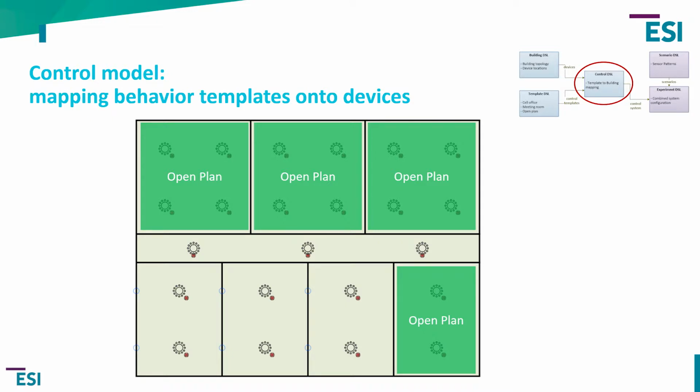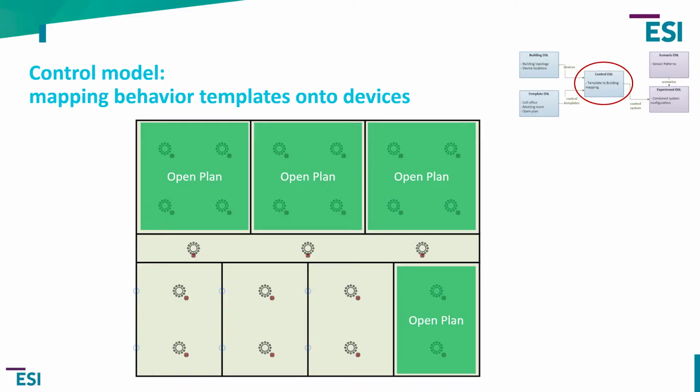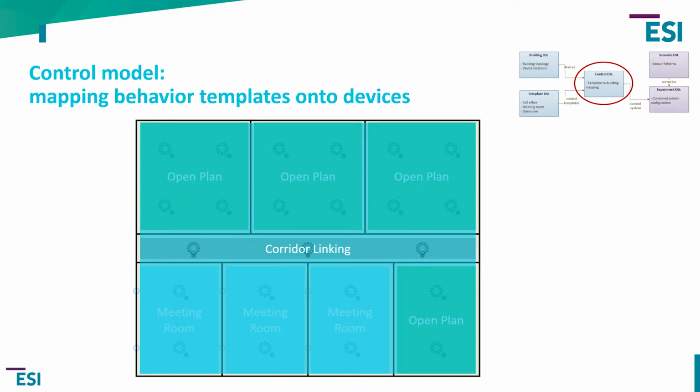Now we're gonna put these templates on an actual building. So we have a building model, we have a template model, and now the control model maps actual devices to templates. And what we see here is that the top 3 and the bottom right will have an open plan template. That's the one I described before. We will have meeting rooms. That's another template, and over that we will have corridor linking, and that's what the demo will be about. So we'll see that in the demo.